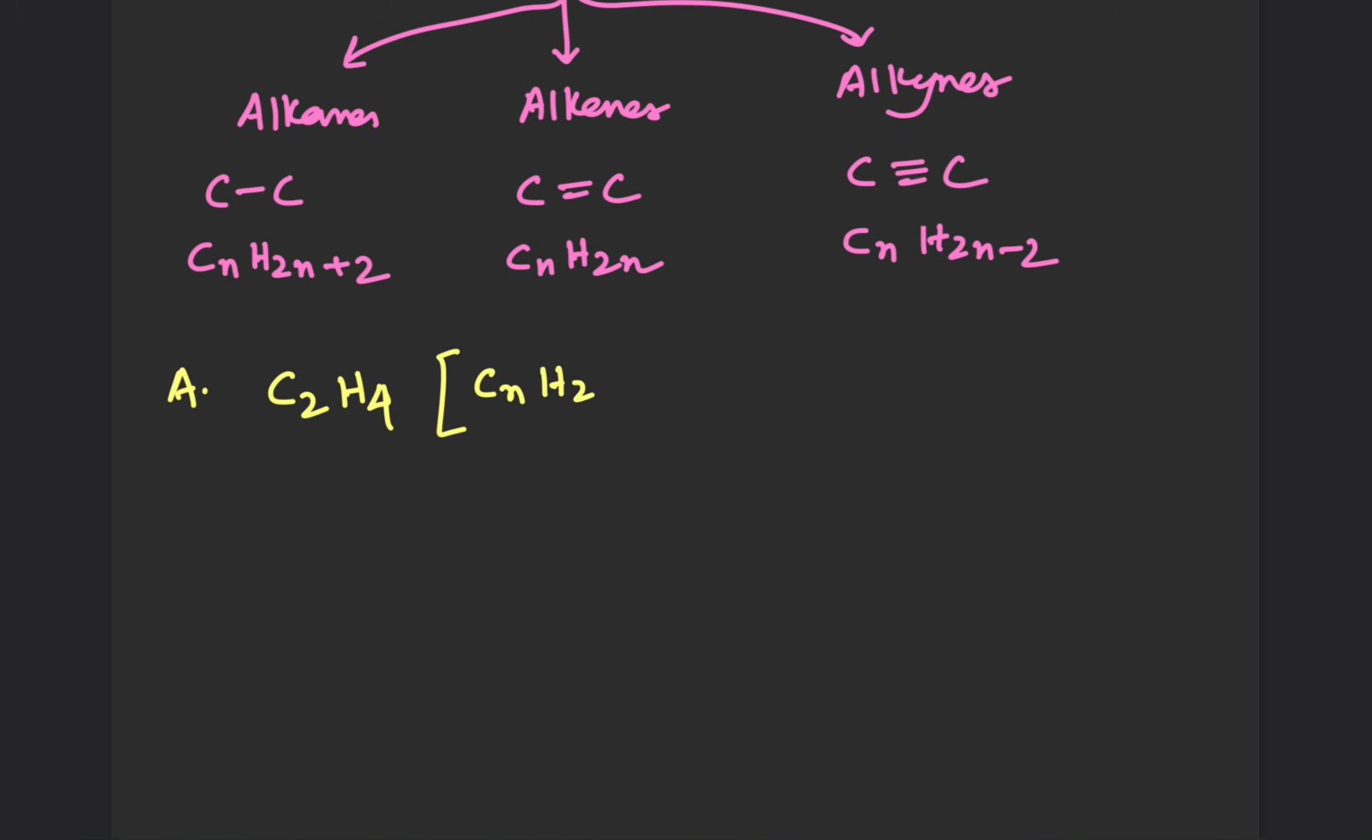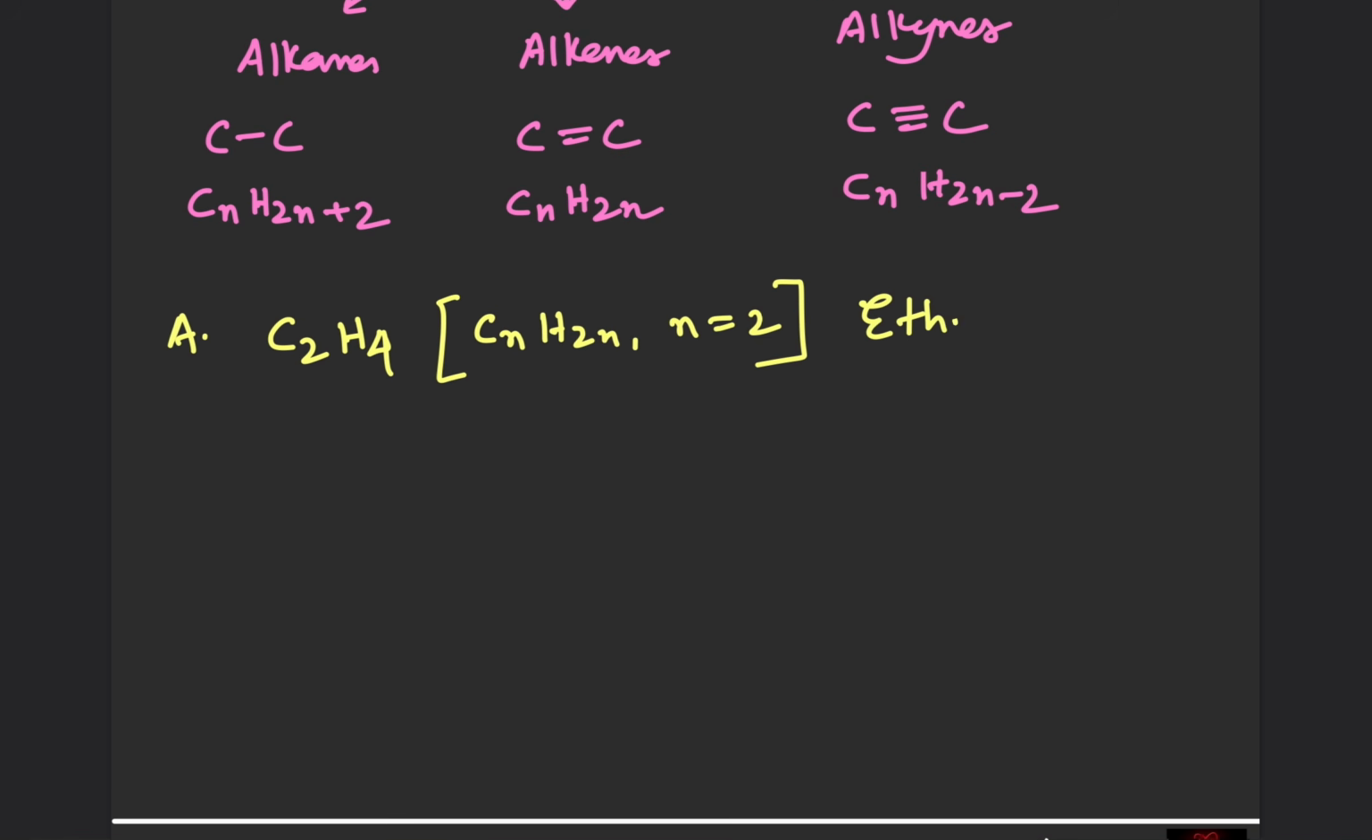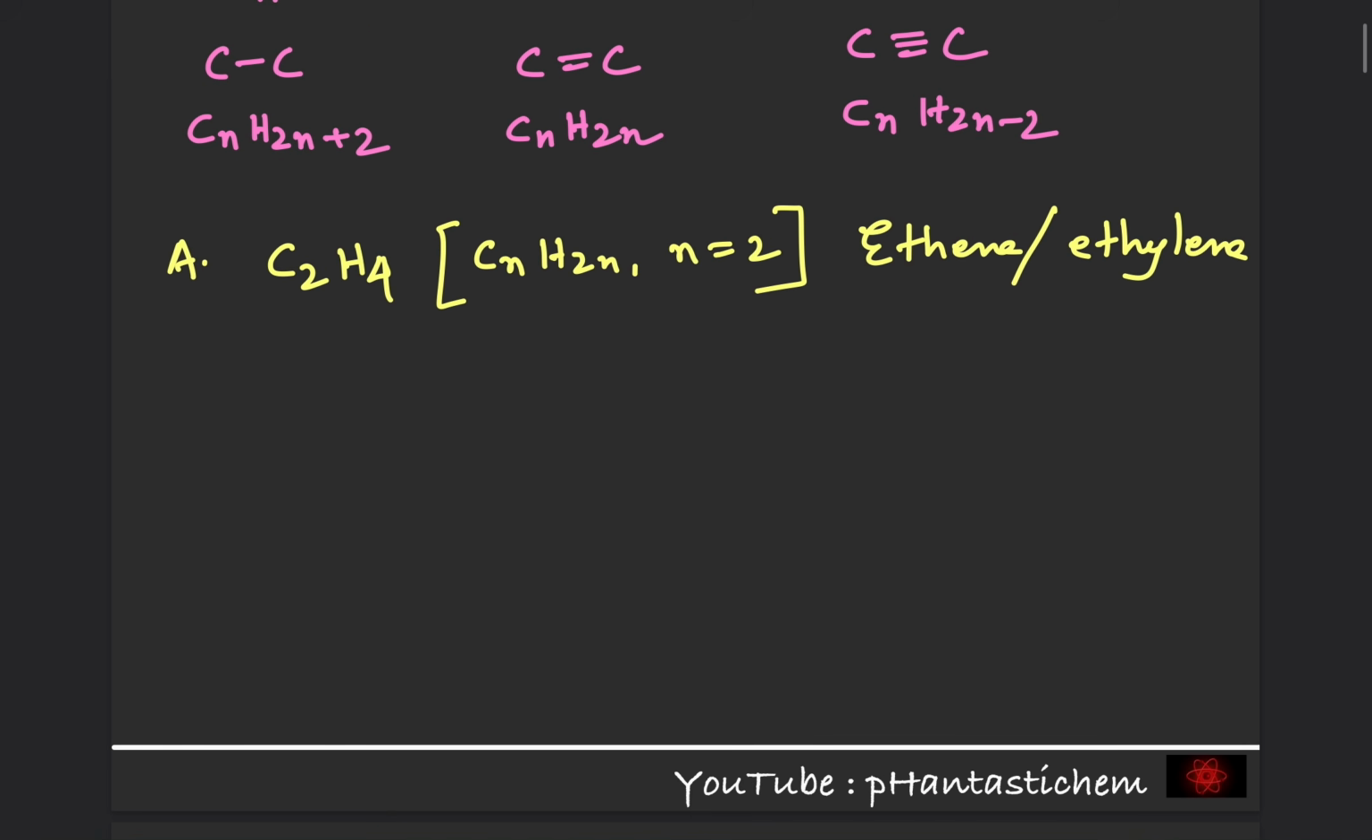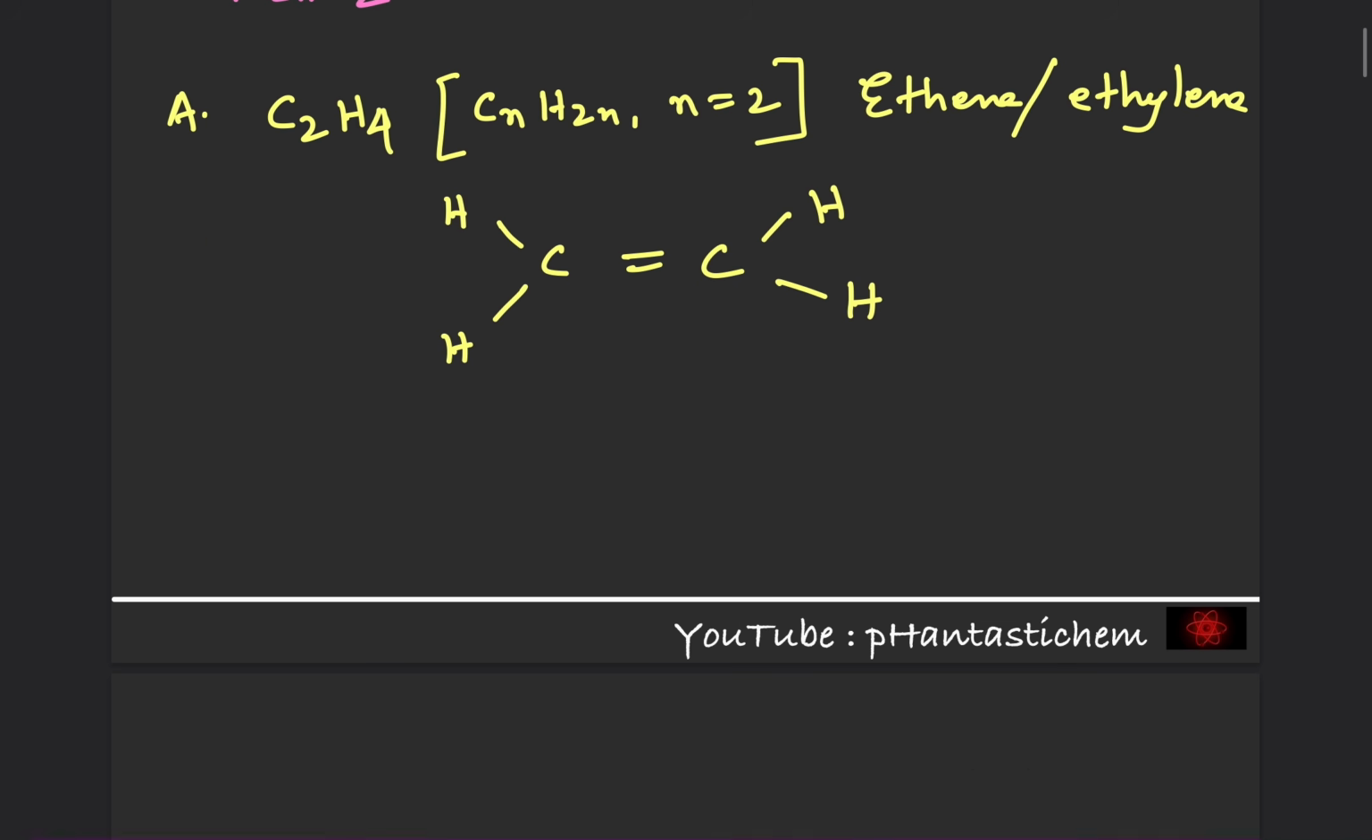Okay. So coming back to the options, in A we have C2H4, which is an alkene. It follows the general formula CnH2n where n is equal to 2 and its name is ethene. It is also known as ethylene. So its structure is going to be C double bond C and CH, CH. Okay. Remember that a double bond is always made of one sigma and a pi bond. And a single bond is always a sigma bond. So these are all sigma bonds.